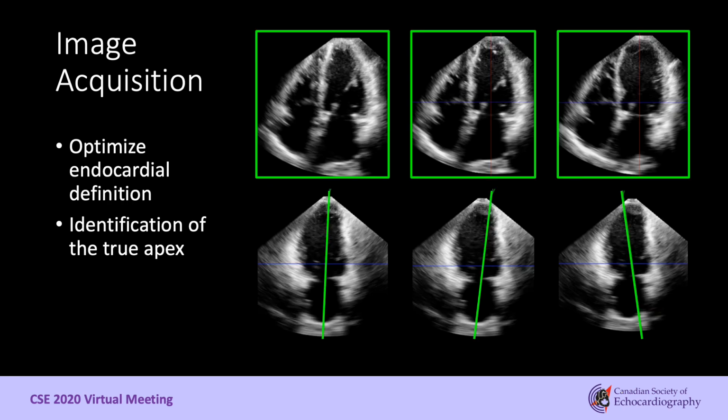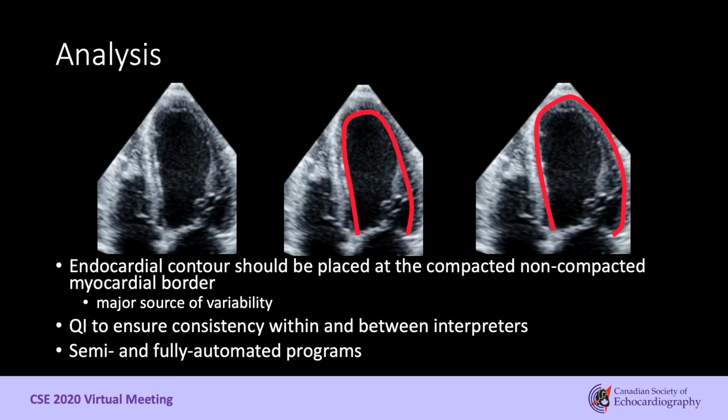Keys to successfully using this method include focusing on optimizing the endocardial definition during image acquisition and identification of the true LV apex and ensuring that there is no foreshortening. One source of variability and inaccuracies in this method is the placement of the endocardial border. Ideally, it should be placed at the compacted, non-compacted myocardial border. Quality improvement initiatives should be performed in laboratories to ensure consistency within and between interpreters. The use of semi and fully automated programs will reduce variability and improve accuracies.